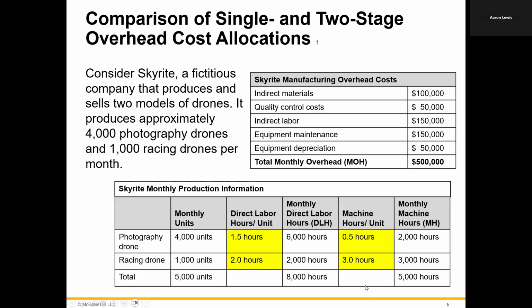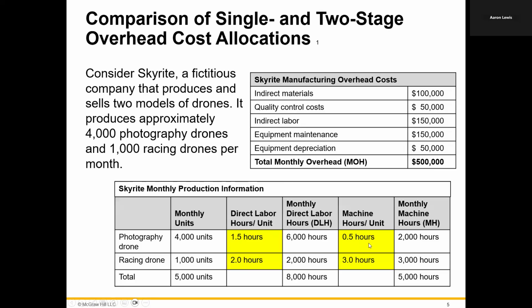And this is a good spot to talk about this conundrum we have between single and two-stage allocation systems, multiple different pools. If we only want to use one single driver to put this $500,000 worth of overhead into these jobs, and the two yellow areas are our options over here, well, it's going to greatly dictate how much of this overhead goes to the photography drone and the racing drone, because they're pretty similar in terms of direct labor hours. So if we use that, it'd be spread fairly evenly.